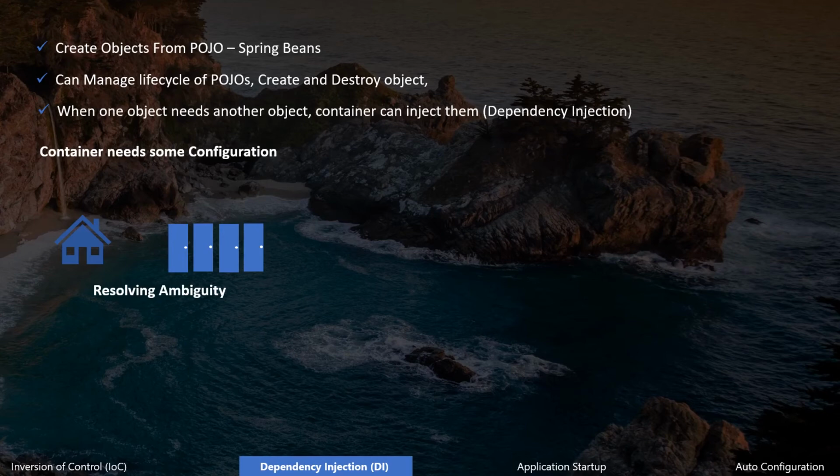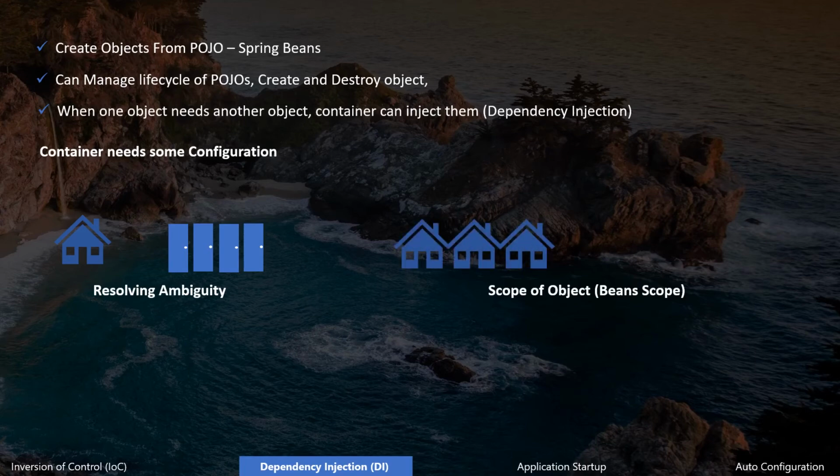Another configuration that the container needs is the scope. To understand the scope, let's take an example of our house again. Let's say you need 3 doors in your house. So you have two options. You can buy one door and reuse the same door again and again, or the second option is you buy 3 different doors. The second option is best for us in this kind of situation.